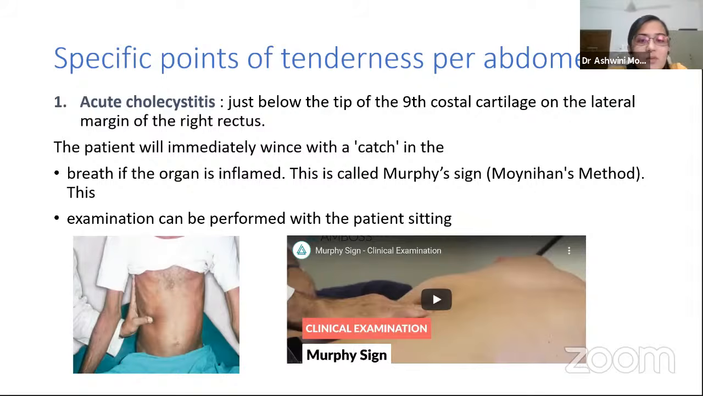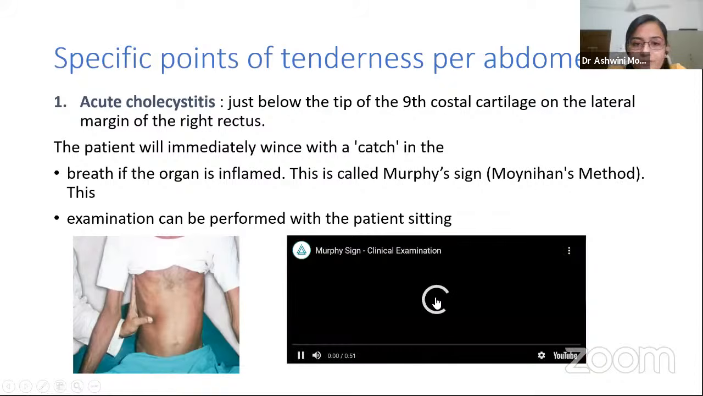This examination can be performed in the sitting and the lying down position. This is the sitting posture. And here I have one video to show, in which the patient will be lying down. This is Murphy's sign.